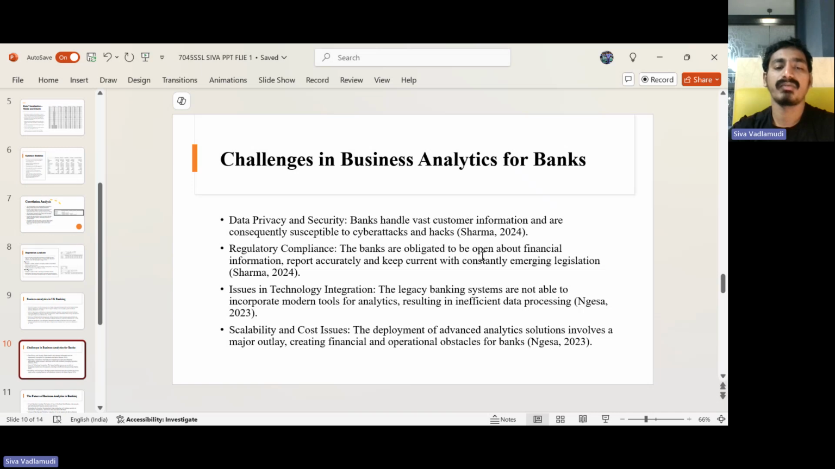And the last one is capability and cost issues. It is a challenge and the last one in business analytics for banks. The deployment of advanced analytics solutions involves major utility and investment in financial operations. Source: AGSA, 2023.